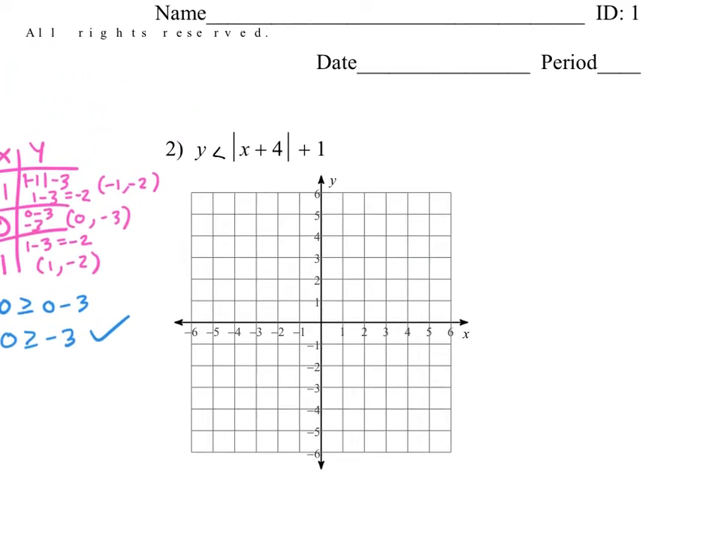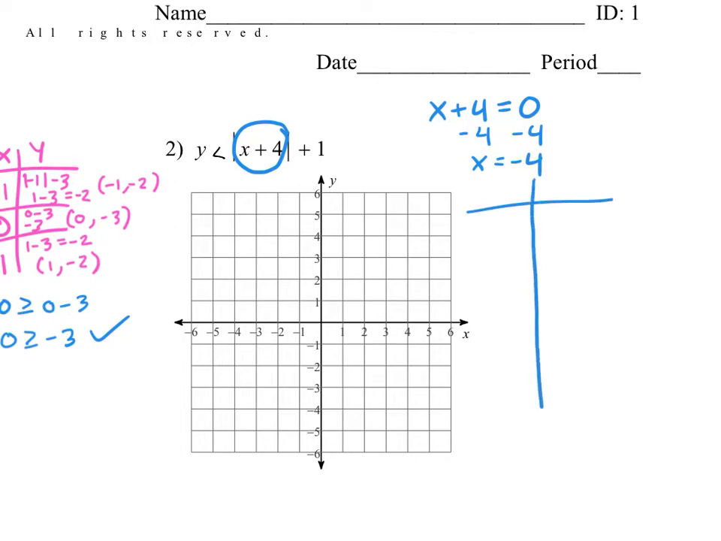All right, let's take a look at number 2. First thing we need to do is set inside of our brackets here equal to 0. So x plus 4 is equal to 0. Subtract 4 on both sides. X is equal to -4. So that's going to be the middle number that we plug in. We need to plug in one number smaller, so -5, and a number bigger, so -3.